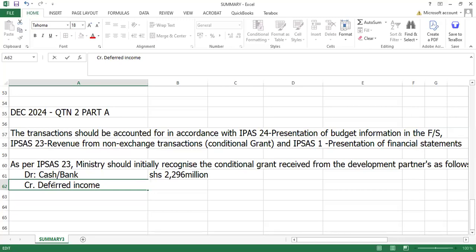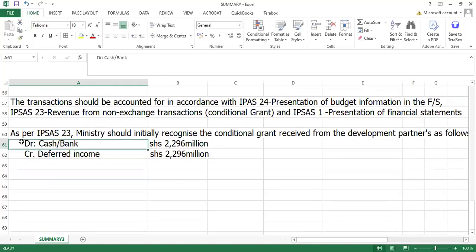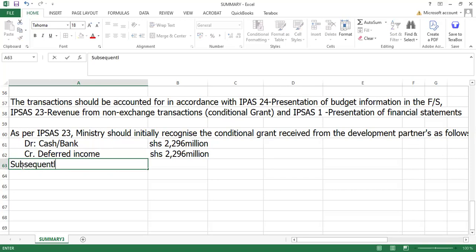It will be part of your other incomes, part of your realized amount once you satisfy the condition. But initially, you recognize it as a liability. So this is 2,296. Then what happens subsequently? Because this is at the date you received the money. In your books, this is what you did. What about subsequently?